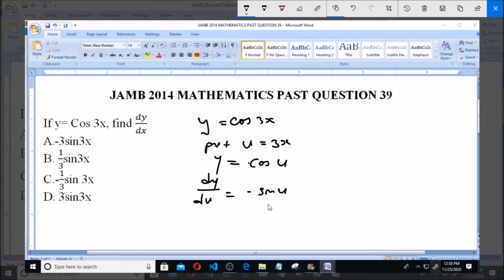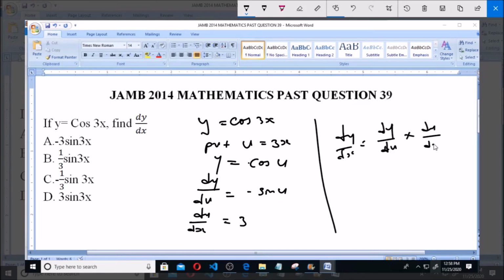So we have dy/du is equal to minus sine u. Now du/dx, differentiating u in respect to x, since u is equal to 3x, will be equal to 3. So now let's combine this together. Now we have that dy/dx will be equal to dy/du multiplied by du/dx.